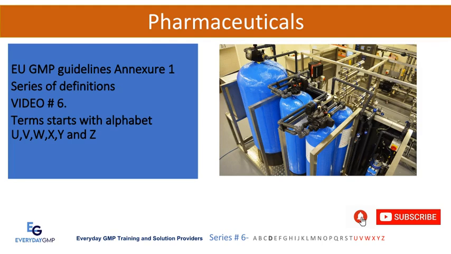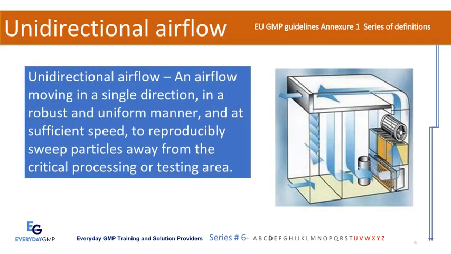So let's start. Let's discuss what is unidirectional airflow. It is an airflow moving in a single direction, in a robust and uniform manner, and at sufficient speed, to reproducibly sweep particles away from the critical processing or testing area.